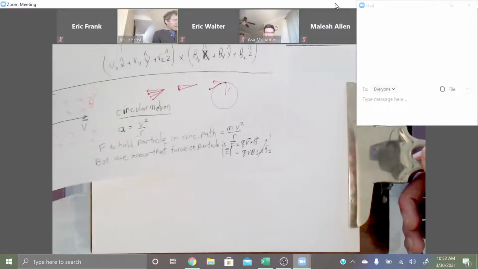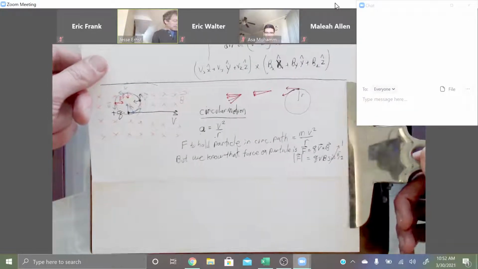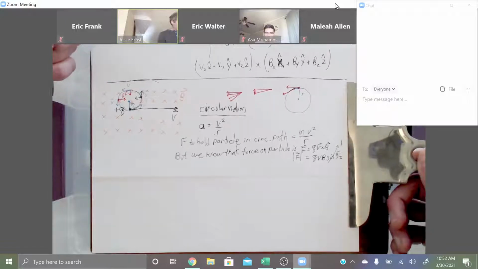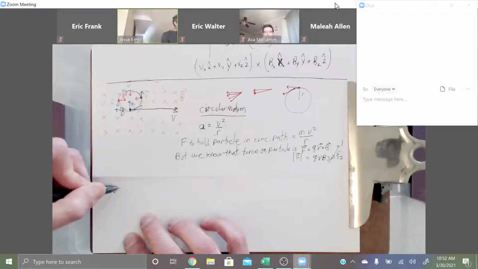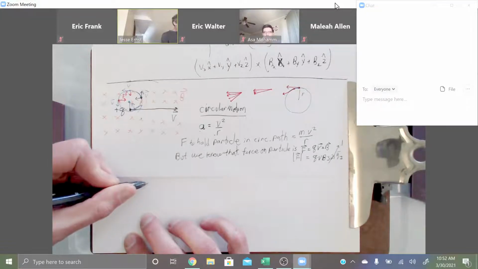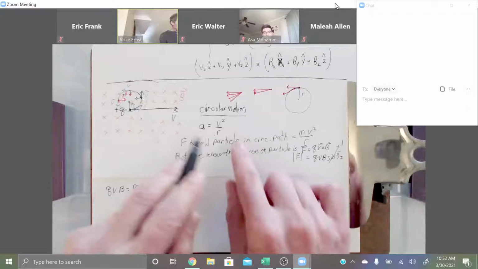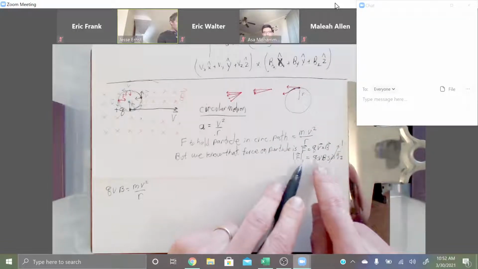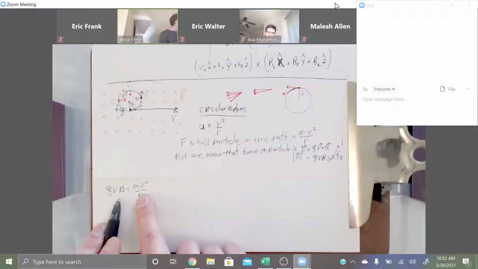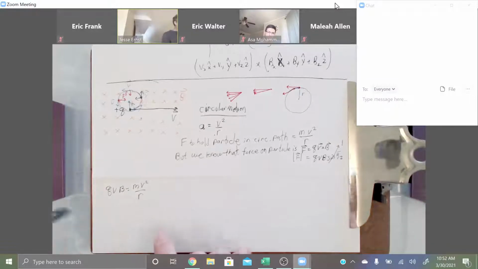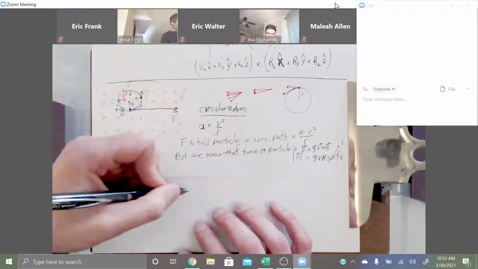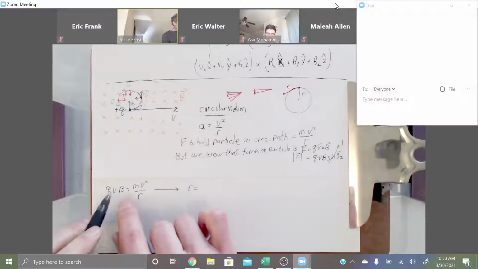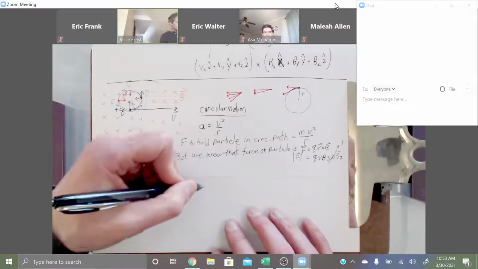So fine. Now let me just continue this way for a minute. If we know this, now what we know is that QVB has to equal mv squared over r, right? The mass times acceleration has to be equal to the force. So QVB is mv squared over r. So now it's pretty straightforward from here. This tells us that the radius of the circle is, just cancel this out, mv over qb.